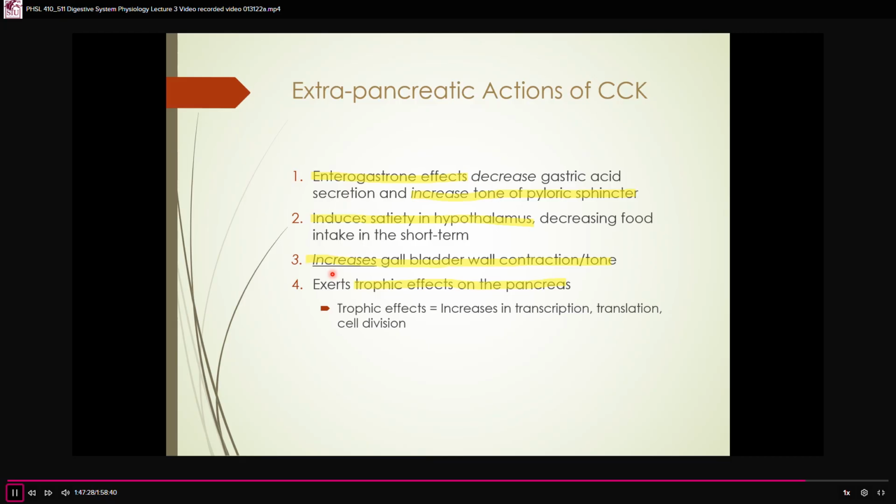And lastly, it can exert trophic effects on the pancreas itself. Trophic effects are simply that it stimulates transcription, translation, and protein production in cells, drives cell division, and so maintains the number of cells and the activity of the cells that are present.